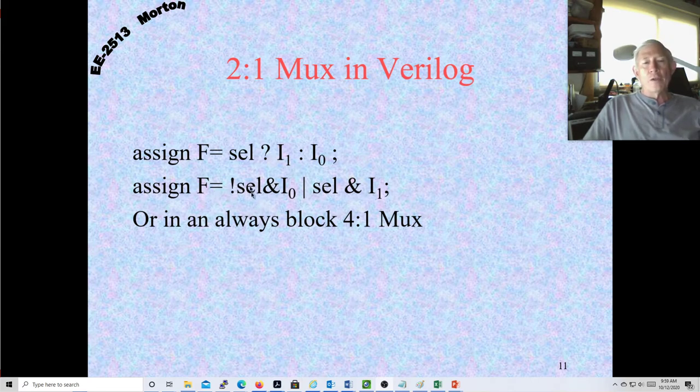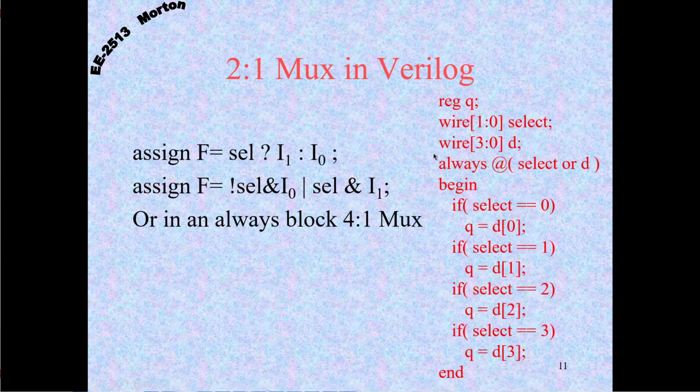Here is F equals not sel ANDed with I0 or sel ANDed with I1. So basically you're just writing out the equation, essentially sel prime I0 plus sel I1. Or like I said, you can do this always block. We'll talk about that later. We won't spend a lot of time on this. Always blocks are pretty complicated, but we'll cover them briefly. All right, and here's what this would look like. Well, here's the always block, just so you can see. This would be a way to do it. And I think this was a 4-to-1 multiplexer, actually. Yeah, you could do a 2-to-1, obviously, too.